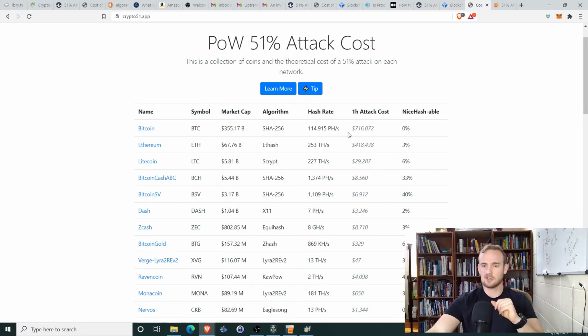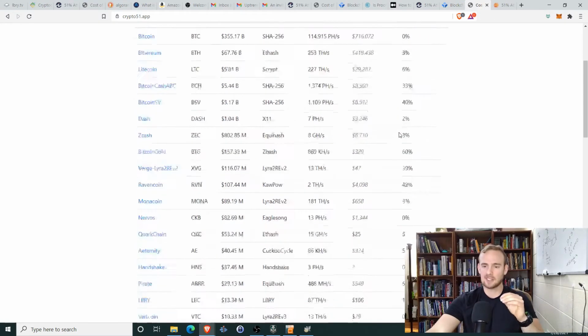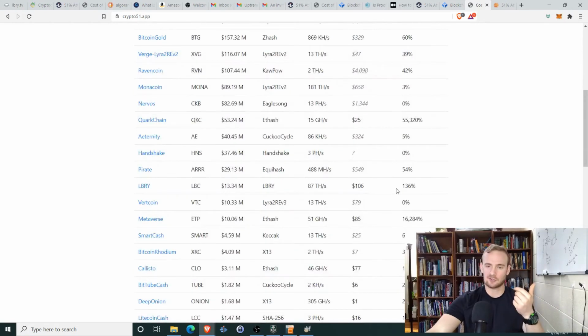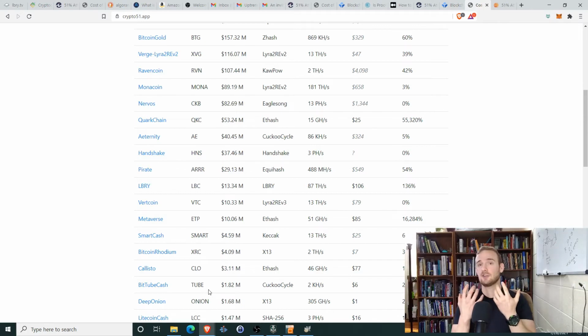Now, what I want to point out, again, looking at this chart here, this 51% attack cost. If we look at Bitcoin, it's unreasonable to attack it because it costs so much. You would have to get so many different sources. But as we keep going down, we see things such as Raven Coin, right? We see things such as Moon Coin. We see down here Quark Chain. It costs $25 to rent all the hashing power necessary to 51% attack that chain. If we go down here to smaller things like Bitcoin Rhodium, Castillo, BitTube Cash, we see that the smaller a chain is, the easier it is to be attacked.